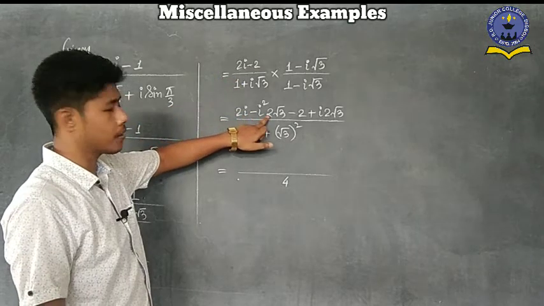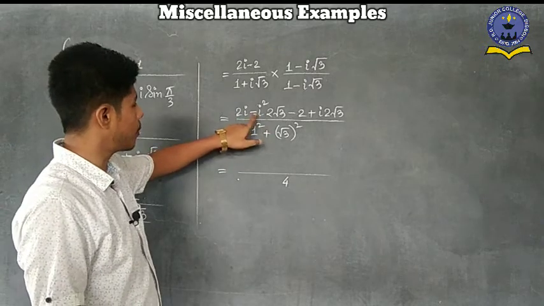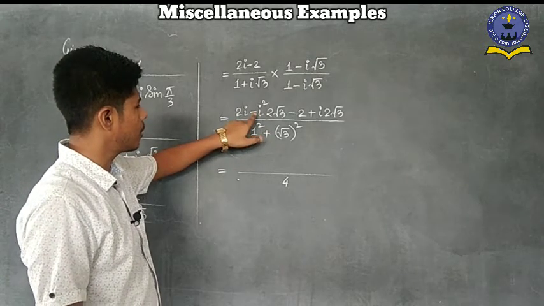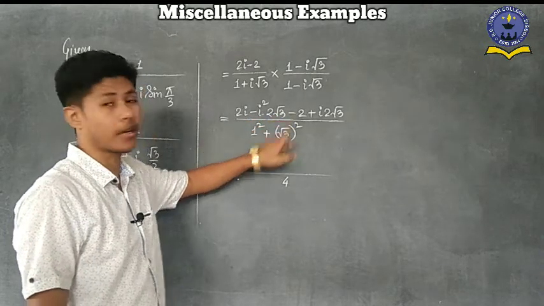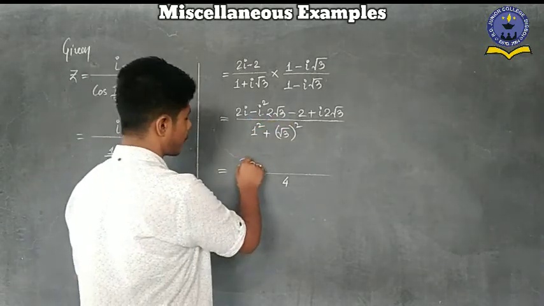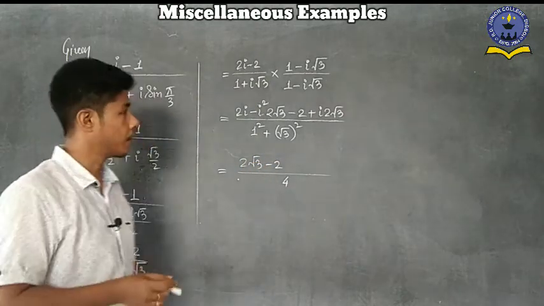Now if we identify the imaginary and real part here, i square means minus 1, minus minus plus, so that means this one is a real number, 2 root 3, and then here minus 2 is another real number. So these two we write first. So 2 root 3 minus 2. All of you understood or not?